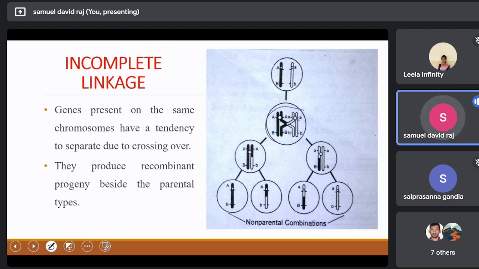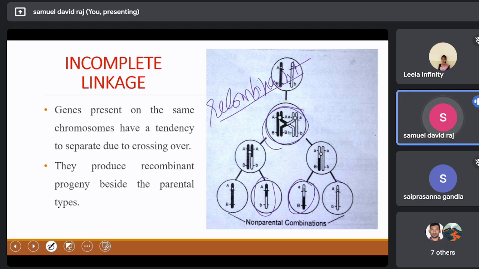And when crossing over is involved, what happened? New combinations, as we have seen, dominant gene with recessive combination, recessive gene with dominant combination. New combinations are produced. We call them recombinants. So when the recombinants are formed, as was observed by Mendel during the process of independent assortment, there is a 9:3:3:1 ratio. 9 and 1 are said to be parental combinations, round and yellow, wrinkled and green. And 3 and 3 are new combinations or recombinations, round and green, wrinkled and yellow.